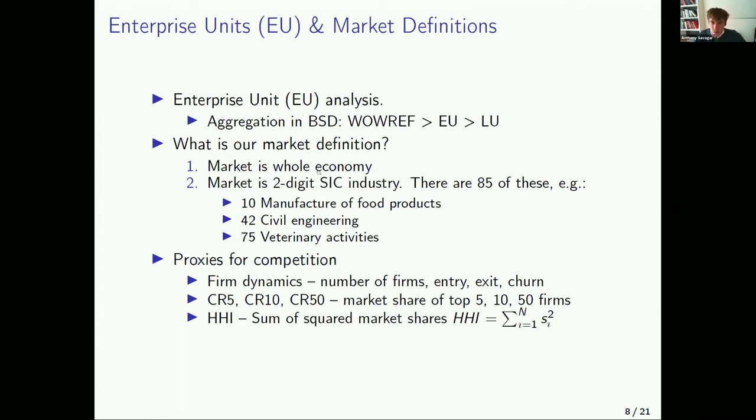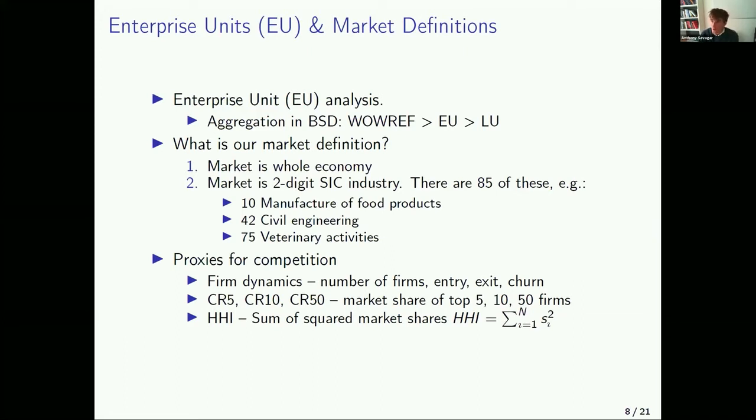And so our market definition, we're going to firstly do the whole market, like in the Bank of England research and a few other papers. So just look at how the very top firms in the whole of the UK have been acquiring market share in recent years. And then we'll go down to the two-digit SIC industry. There are 85 of these, and that goes to the level of granularity such as veterinary activities, civil engineering, manufacture of food products. So that's what we think of as a market here. Of course, all the firms within there will not necessarily be competing in an antitrust market with each other, but that's a well-known issue.